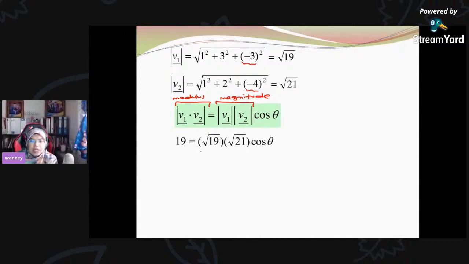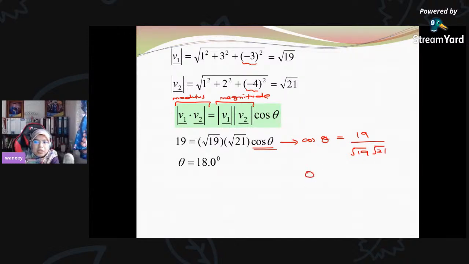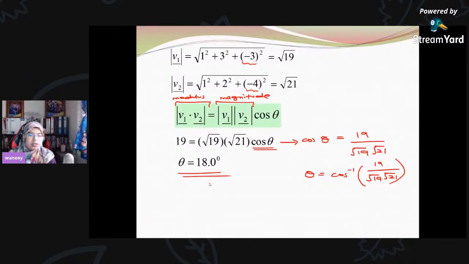So let us substitute. 19 is equal to square root of 19, square root of 21, cos theta. And then we are going to make theta the subject because that is the angle between V1 and V2. And theta is actually equal to 18 degrees. Okay, so I skipped a few steps. You can do cos theta equal to 19 over square root of 19 square root of 21. So that means theta is equal to the arc cos of 19 over square root of 19 square root of 21. Then you use your calculator. Don't forget, for chapter 5, we didn't use radians, we use degrees. So pastikan jawapan dalam degree, bukan radian. Okay, so theta is equal to 18 degrees. So 18 dalam acute angle lah. Yang cantik sikit, acute angle.